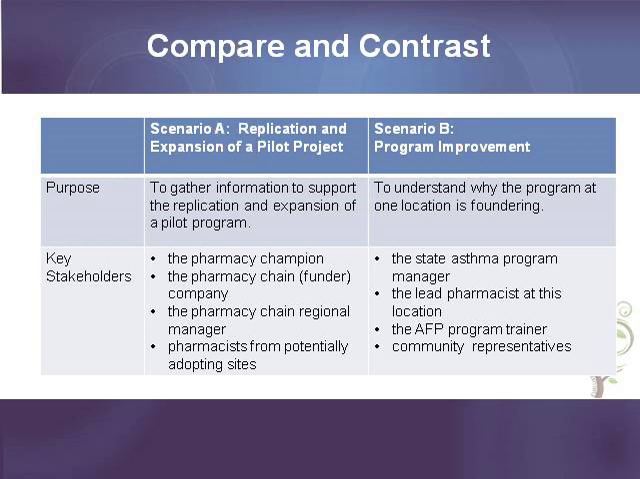The stakeholders conversely differ for scenario A and scenario B because the purpose is different. In scenario A, the pharmacy champion, the funder, the chain regional manager, and the pharmacists from the sites we're trying to get to adopt are all the stakeholders we're going to need to engage to make sure this evaluation provides data and answers questions that are important to them. We want the same thing to happen in scenario B, but in that case we have a cast of characters that's slightly different. The state asthma program manager, the lead pharmacist, the AFP program trainer, and a host of folks from the community where we have this foundering site.